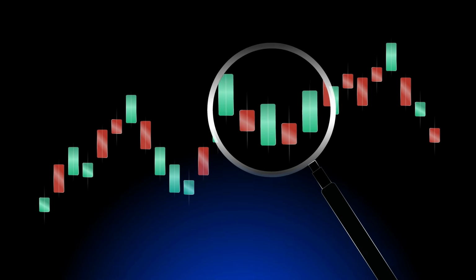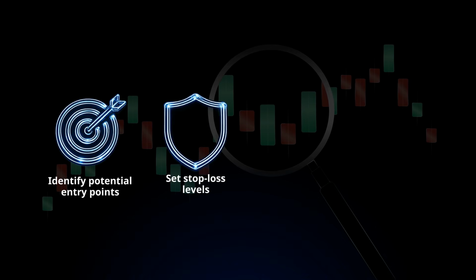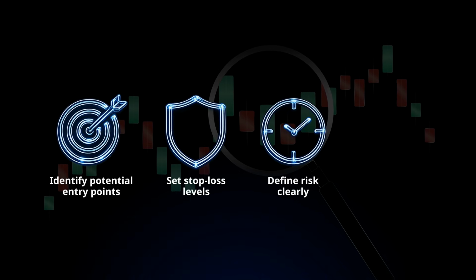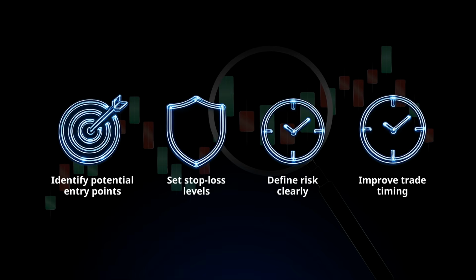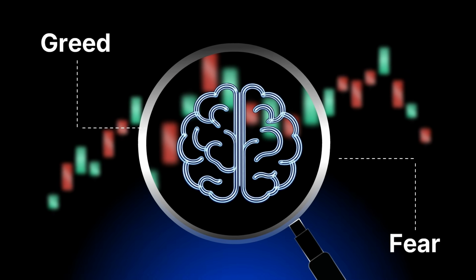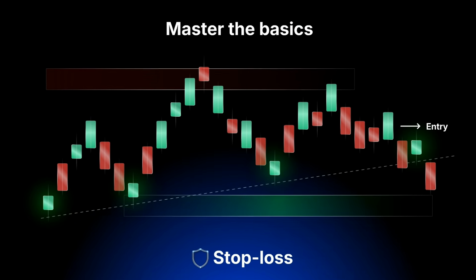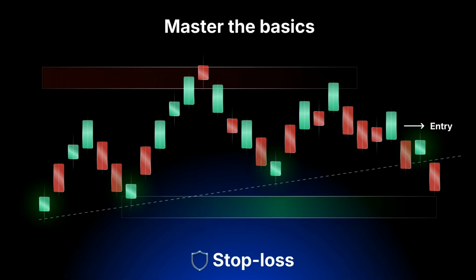Why this matters. Understanding charts and key price levels helps traders identify potential entry points, set stop-loss levels, define risk clearly, and improve trade timing. Charts translate market psychology into something visual and measurable. Mastering these basics gives you the foundation to apply technical analysis with structure and discipline.